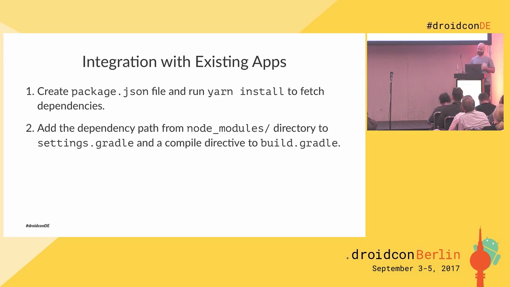Then the next thing you do, and this is where it kind of starts to get weird, you have this node modules directory where all the JavaScript stuff lives, and you add a project to your settings.gradle that points to that node modules directory. So the React Native dependencies are coming from npm and being compiled into your app via Gradle. So that's how that piece gets in there.